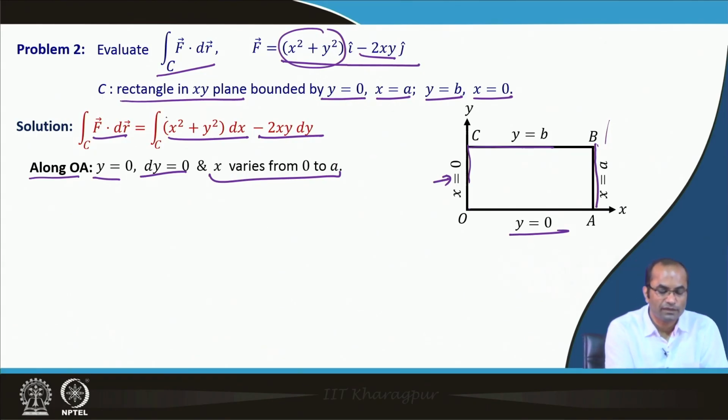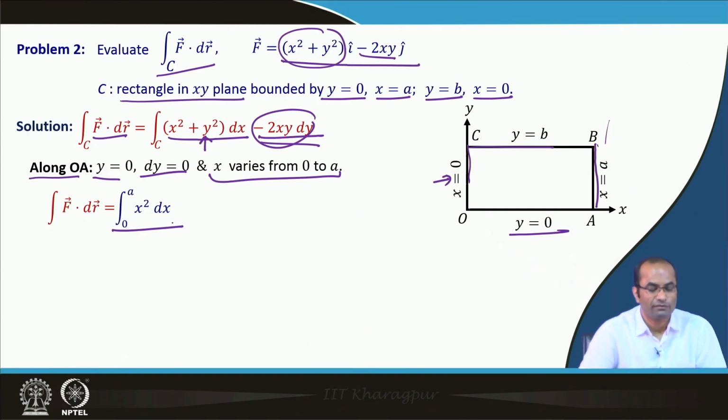So, along this OA we will evaluate this line integral F dot dr, that is here. The dy is 0. So, the second part will vanish, only the first one will survive, where we have x which is varying from 0 to a, and y is 0. So, in this first integral what we will do, we set y to 0 and this term will go to 0. So, we will have just the x square dx term, which can be evaluated, and then we will get this a cube by 3.